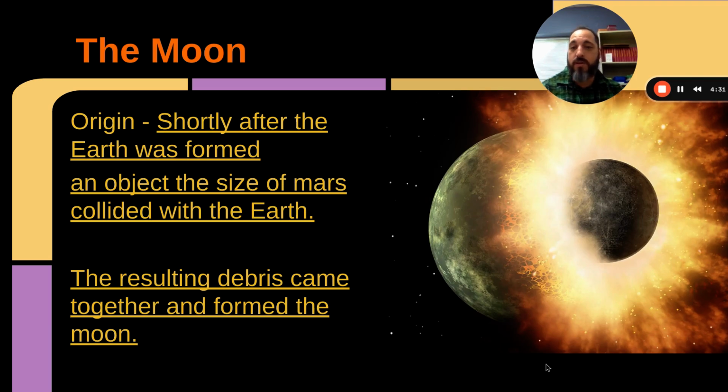So the moon formed shortly after the Earth was formed, as an object the size of Mars collided with Earth. We call this object Theia. The resulting debris that got scattered out into the solar system eventually coalesced into what we now call the moon.